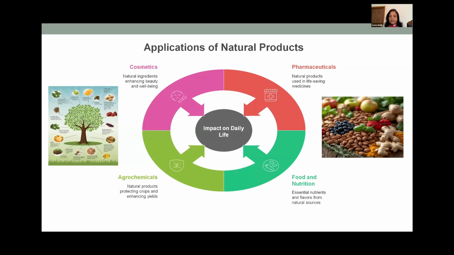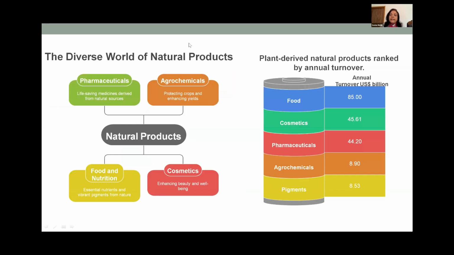So now, with this background, if we look at the market value or the total annual turnover of these natural compounds, food items account for 85 US billion dollars, followed by cosmetics, and then pharmaceuticals, agrochemicals, and pigments, like those used in food as well as to dye cloth or other items, which account for 8.53 billion. By looking at these figures, you can get an idea how important these are, and their value is going to increase by 12% more in the next 10 to 15 years.